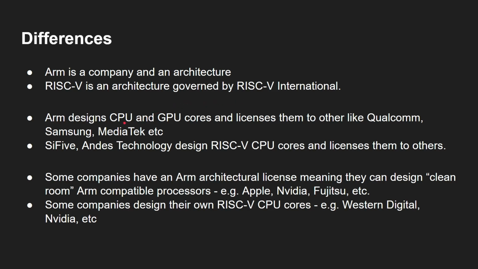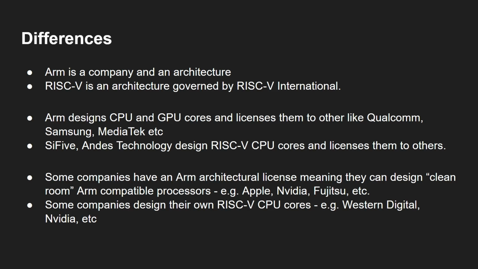So ARM designs CPUs and, of course, GPU cores and NPU cores and other things, and then licenses them to other companies like Qualcomm, Samsung, MediaTek, or whoever. And on the RISC-V side, you've got companies like SiFive, Andes Technology. They also design RISC-V cores, and they license them to others. So in that sense, ARM and SiFive and Andes Technology and other companies, they're all doing the same thing. They're designing a CPU core and they're licensing that design to other people, and you pay for that design.